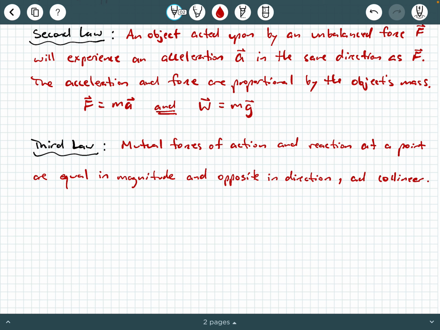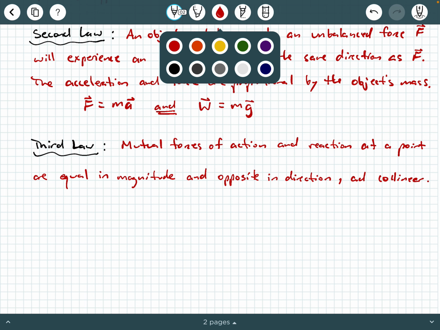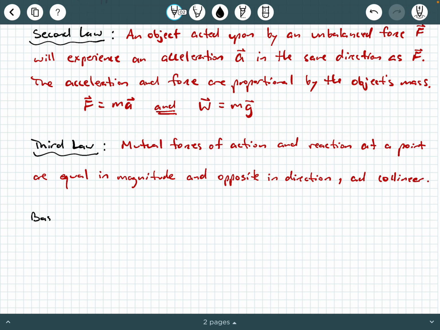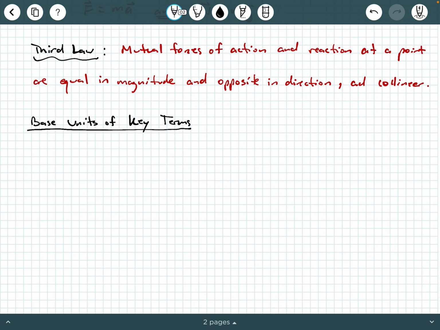Let's talk about base units of key terms, okay? So let's write this down. Base units of key terms. Okay. In statics, we deal with a few specific terms or measurements quite often, and we also deal with two different unit systems of those key terms quite often as well. So as I write this down, I want you to see if you can think faster than me and say it out loud to yourself what these things are before I write it down.